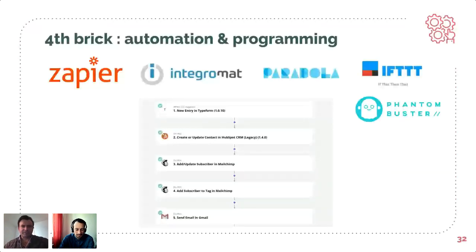That's the fourth brick, automation and programming. That's what I call the pipes. Zapier, for example, that's a very powerful tool that enables you to connect apps with one another for very simple uses. For example, when in Gmail I get an email from Charlie, then put all the attachments into my Dropbox, for example. But you can also make automations powerful enough to empower web apps.